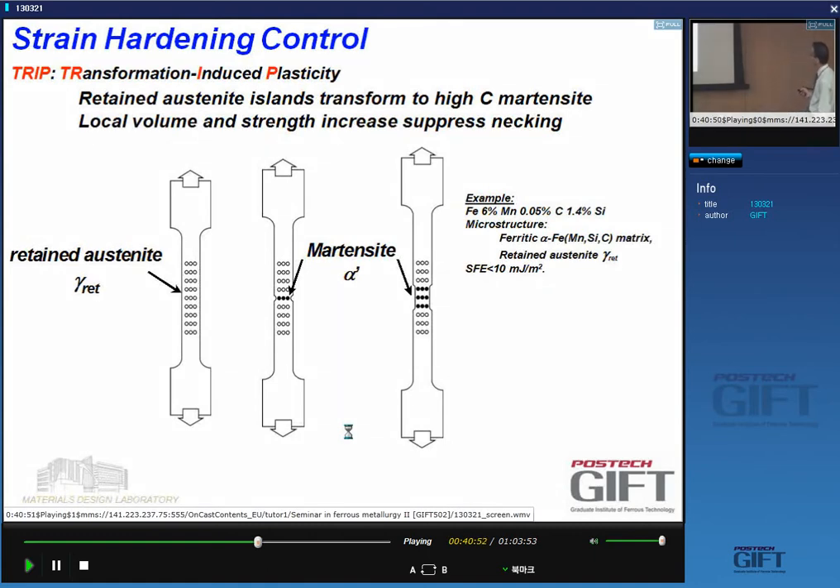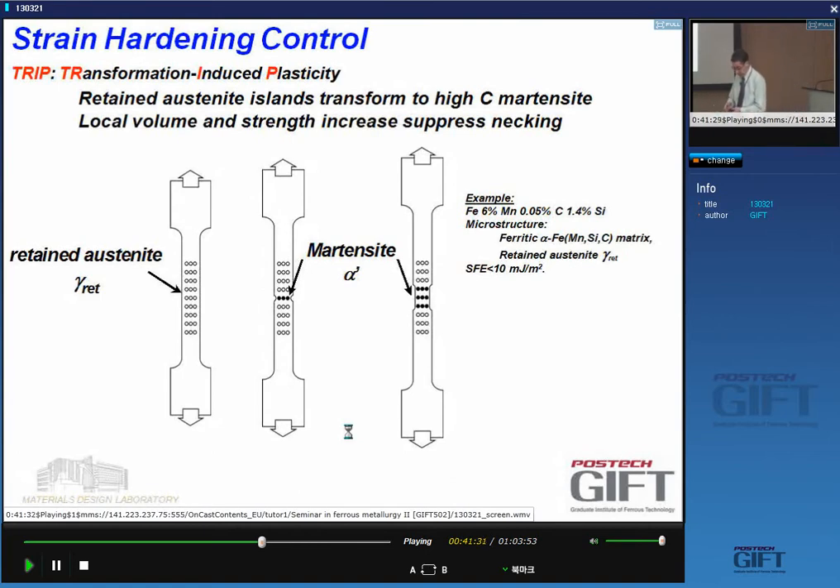So in a TRIP steel, you basically have a steel and then dispersed through it small particles of retained austenite, yes? And as you strain this, you get strain-induced transformation. Now this is a very interesting process. There are three things happening when you have this deformation. So first of all, the austenite is transformed to martensite, high carbon martensite, so that volume becomes exceedingly strong, yes? That's point number one. Point number two, the volume expands considerably.